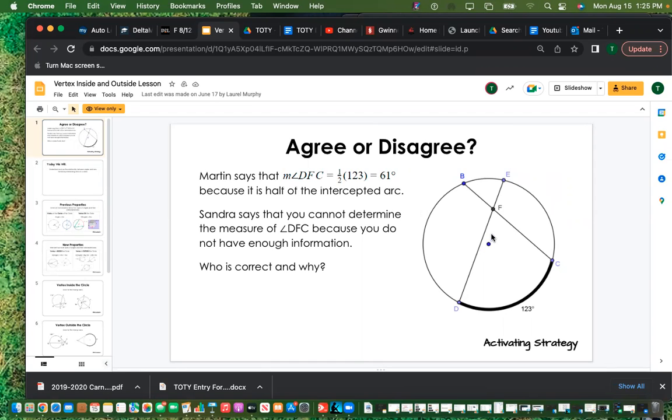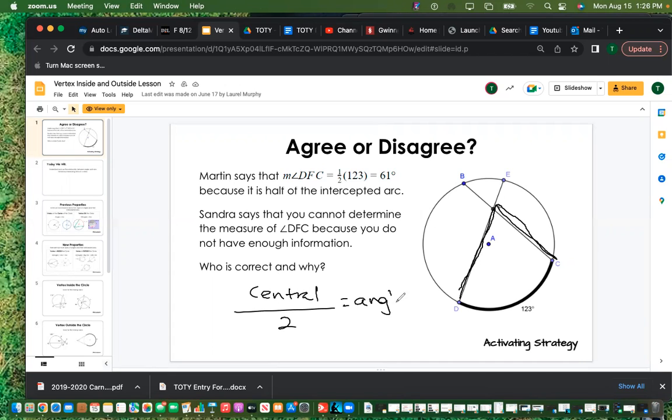Yes, sir. Martin's correct. All right, so let's think about it. He's trying to say DFC is this angle. What did we learn last week? What was the formula? Central divided by 2 equals the angle, right?